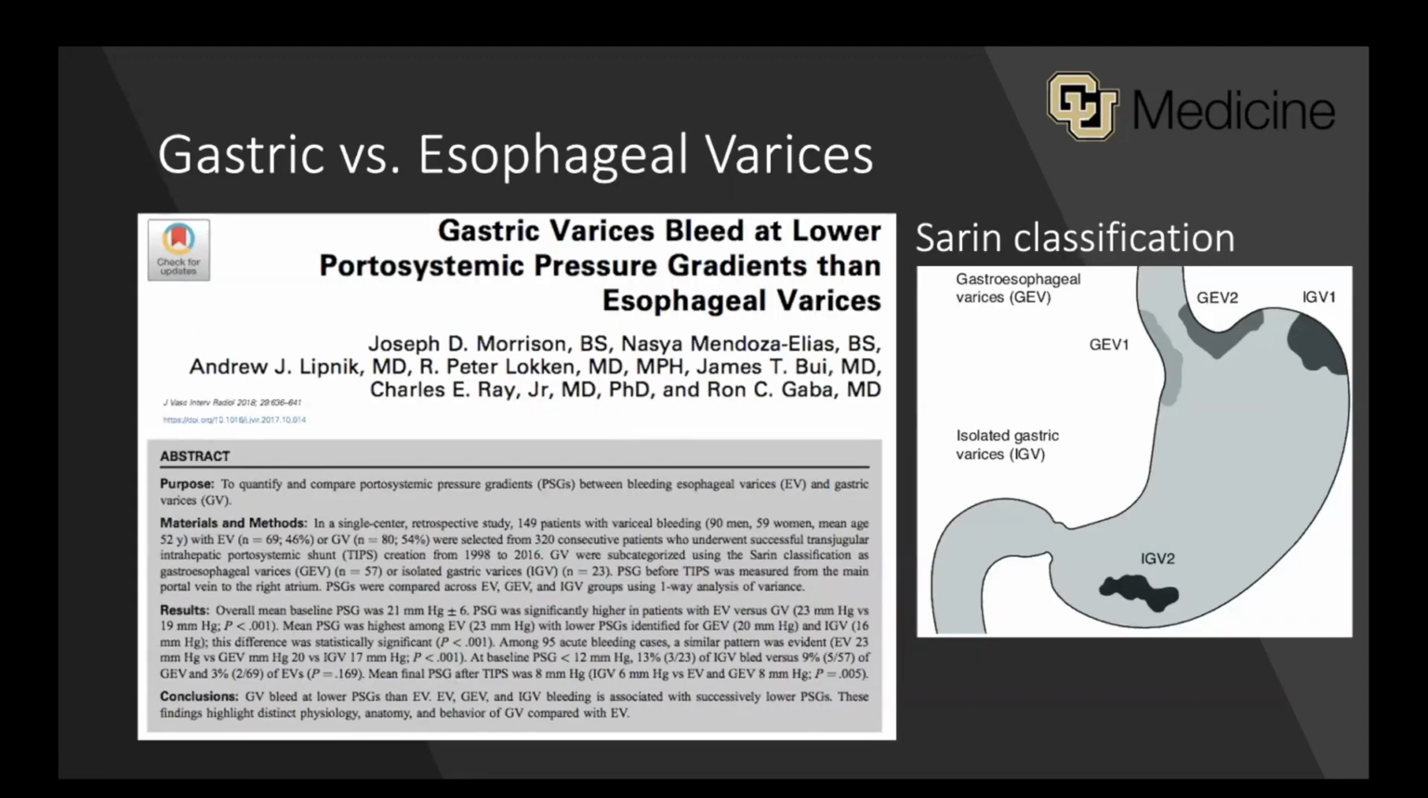Other things that we can discuss related to portal hypertension is gastric versus esophageal varices. So there's a nice paper that showed that gastric varices actually can bleed at lower pressure gradients. And so those are the ones that are more concerning. If you see those, that would be a bigger impetus to start talking about treatment for these patients.